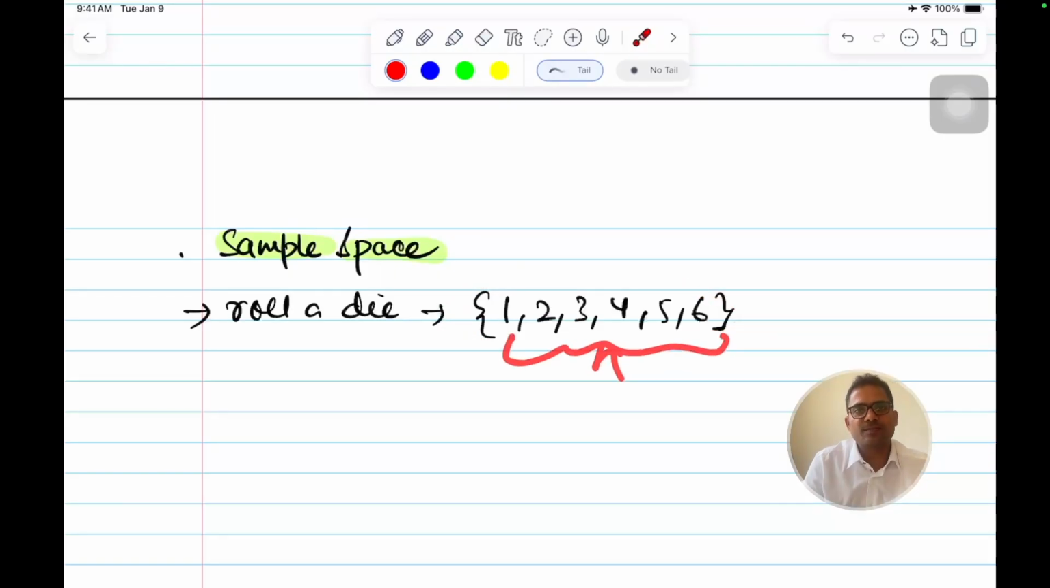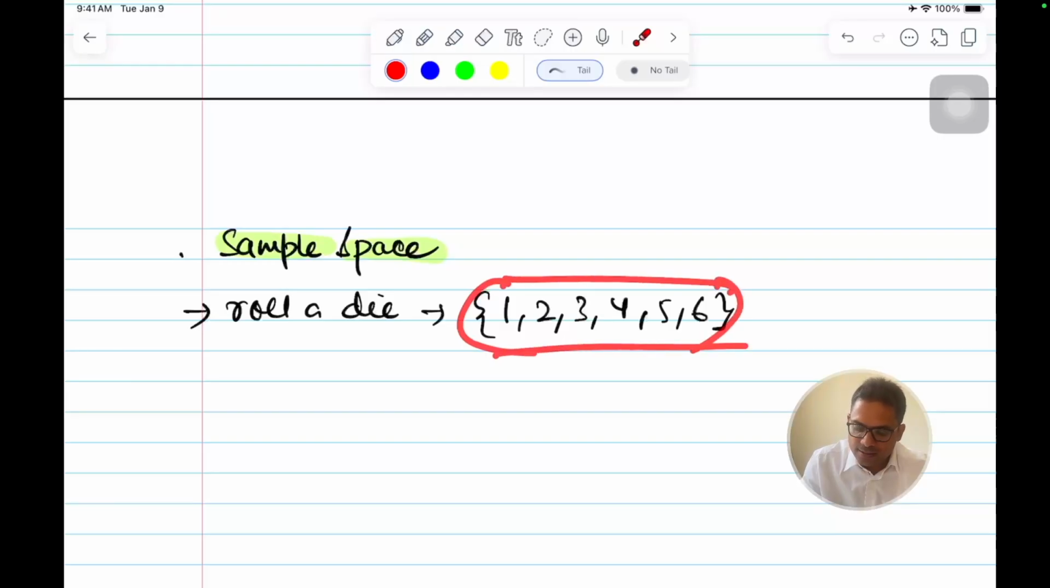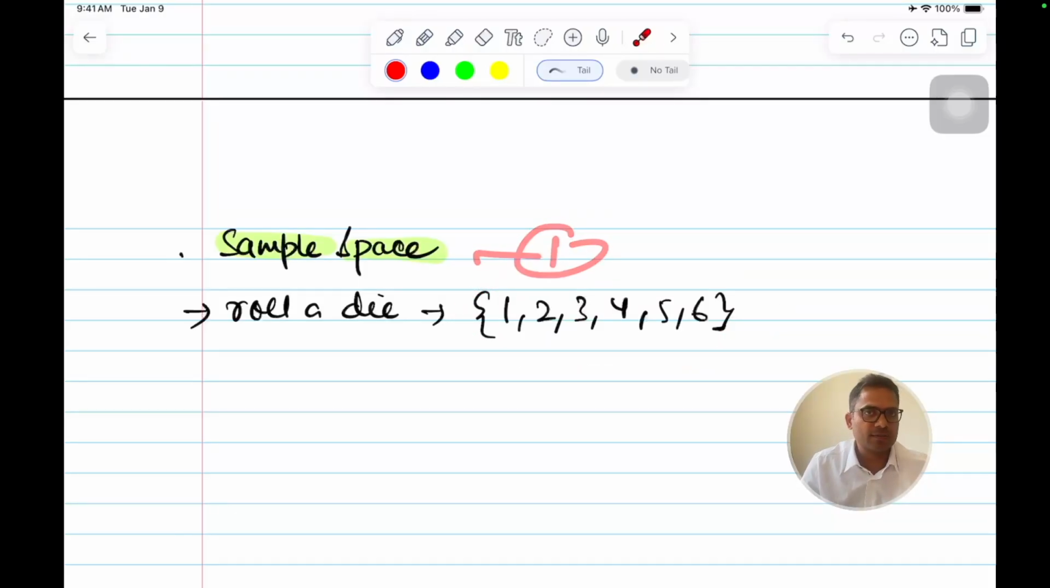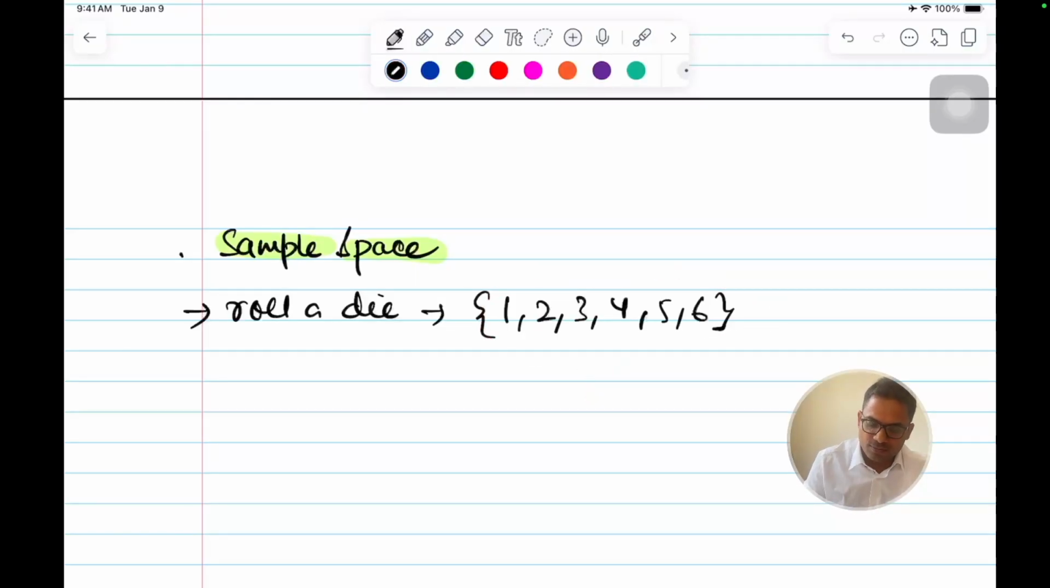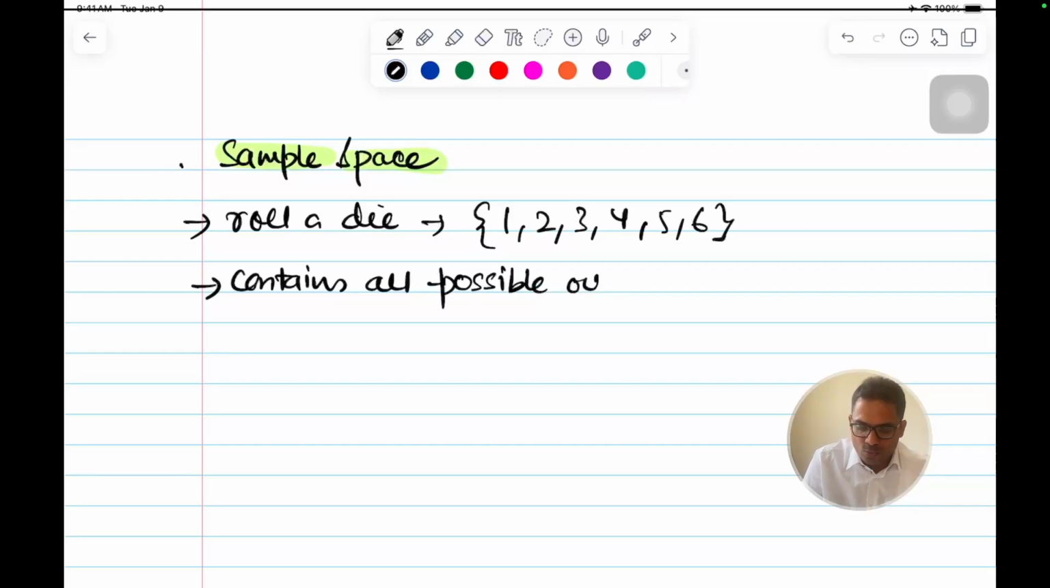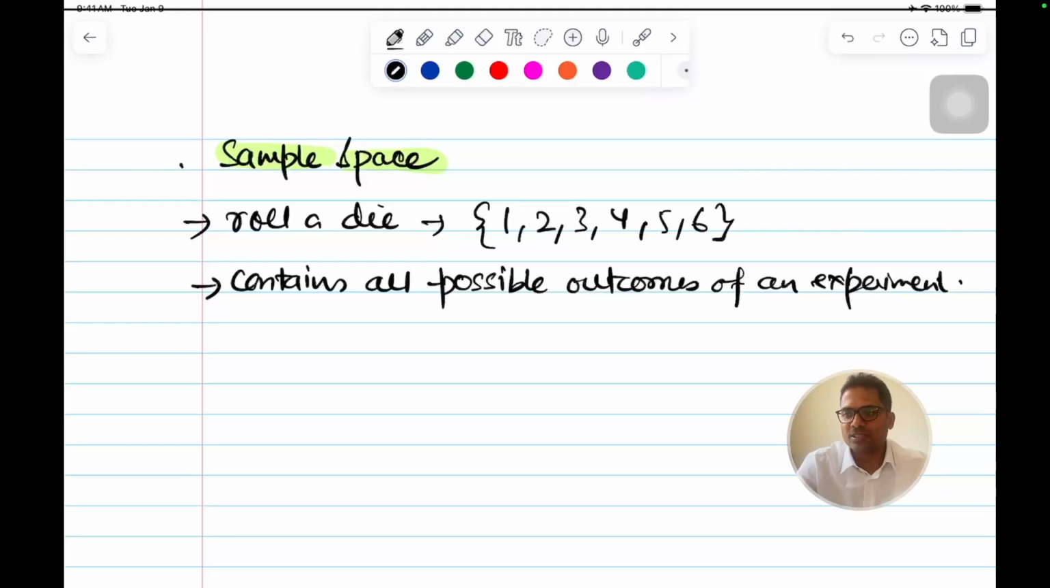So this is my sample space. I can get only anything from this set of numbers. I cannot get a 10 when I roll a die. This is outside my sample space. I cannot get a -1 when I roll a die. This is outside my sample space. So my sample space is only this. If I want to define it formally for you, it contains all possible outcomes of an experiment. So this is what a sample space is.